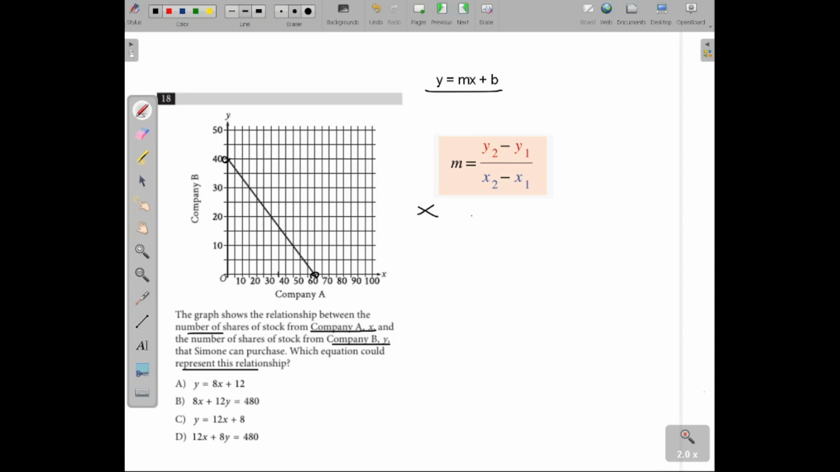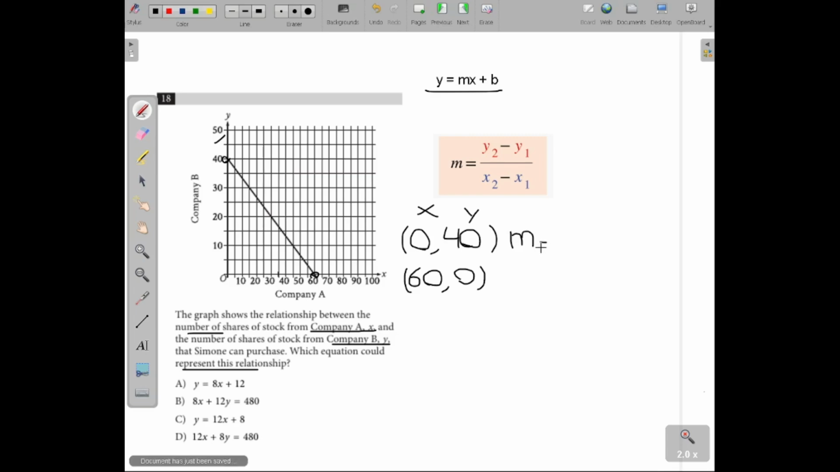So we have the values of x and y of those points. The first one, when x is equal to 0, the value of y is 40. Now for the second point, when x is equal to 60, the value of y is 0. Now we replace those values in this formula.